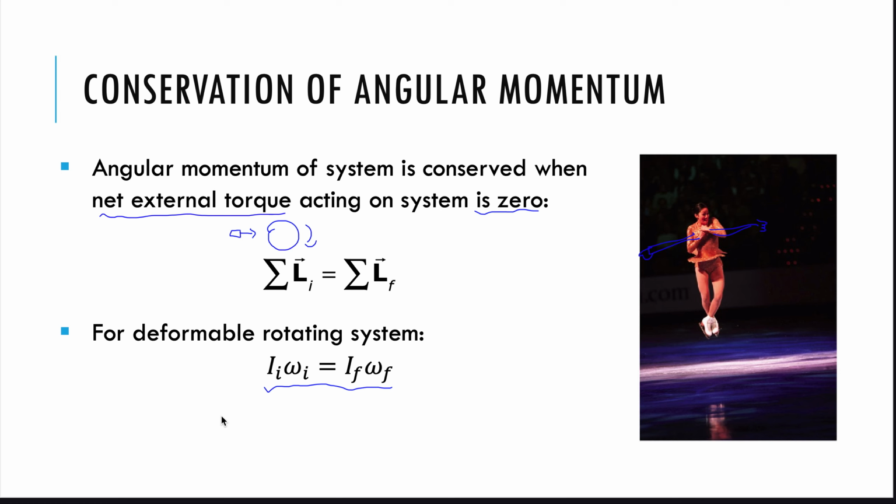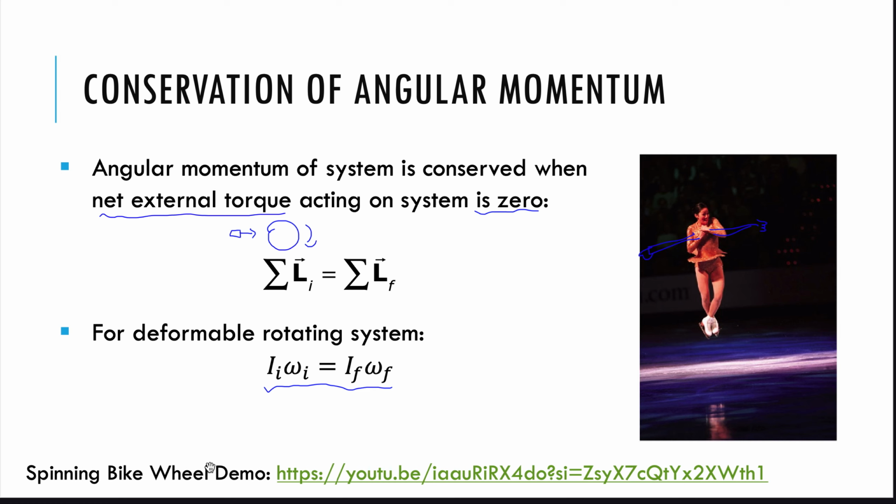There's a very common demonstration for conservation of angular momentum, and I encourage you to take a look at this link. You can just YouTube MIT spinning bike wheel demo, and you'll see this video. You hold a spinning bicycle wheel, and as it's spinning, you flip it around, and it causes your whole body to rotate. It's only a 2-minute video. If you have a chance to watch it, it's pretty cool. We'll definitely do an example of a collision and also of a deformable rotating system, so lots of different examples in this video.